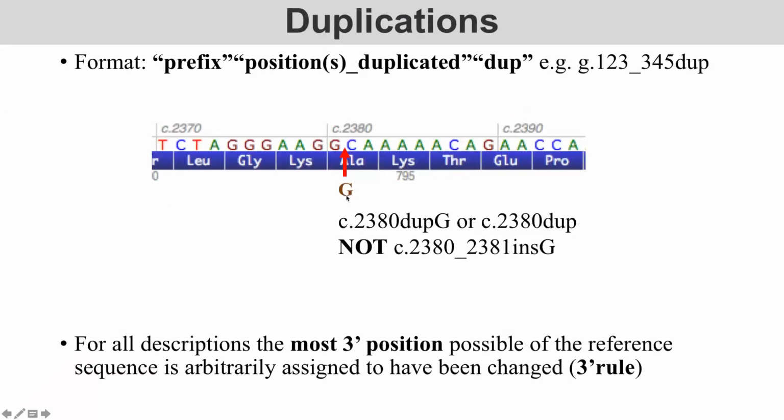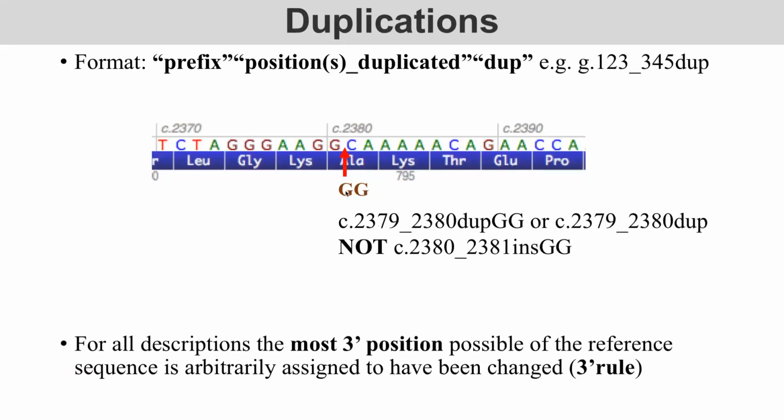So let's say in this case, if you inserted a G right here after position 2380, since the position right before it is a G, you would call this a duplication and not an insertion. So you would call it 2380 dup G or just 2380 dup, again, because you're already describing a position where the reference nucleotide is known. Whether you include that nucleotide or not is up to the person. But again, you would not call this 2380 to 2381 insertion of a G, because this would be seen as a duplication, not an insertion.